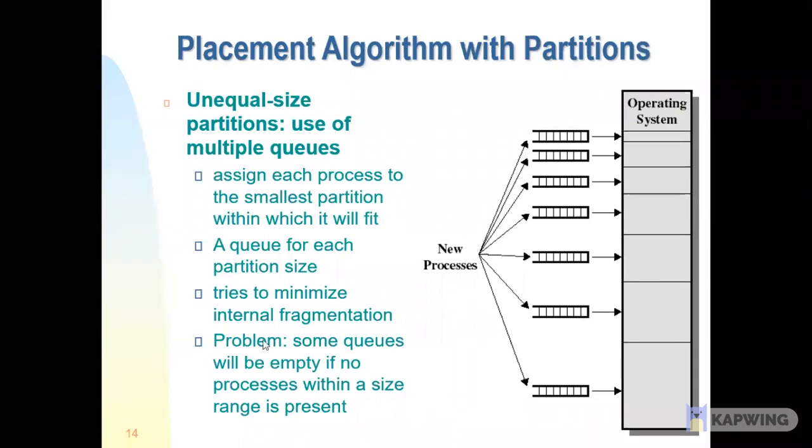So what is the disadvantage of this one? In unequal size partition, some queues will be empty if no process within the size range is present. Suppose you have no process of 2 MB. So this will be an empty partition. Some queues will be empty.